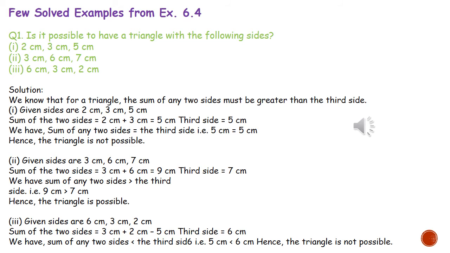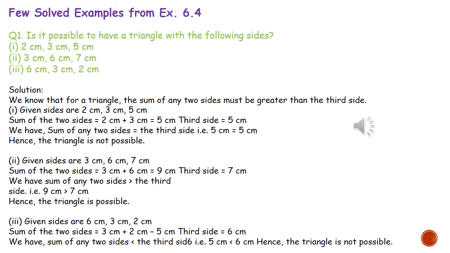Let us solve some examples from exercise 6.4. Is it possible to have a triangle with the following sides? The three sides given are 2 cm, 3 cm and 5 cm. So we are adding 2 plus 3 is equal to 5. So third side is 5. So the property says that the sum of any two sides has to be greater than the third side. But here it is being equal, the triangle cannot be formed.